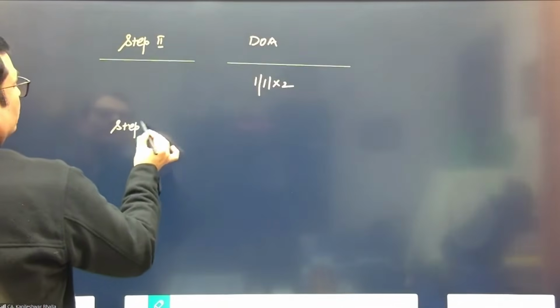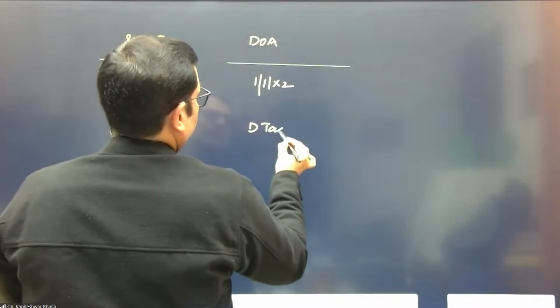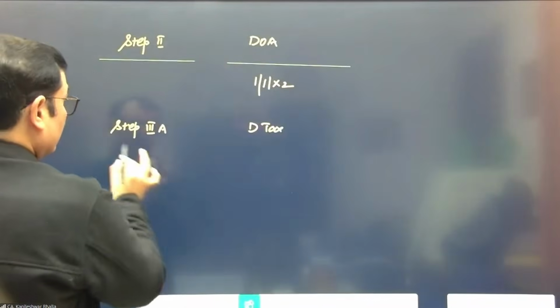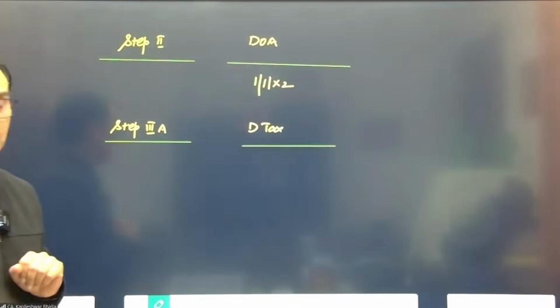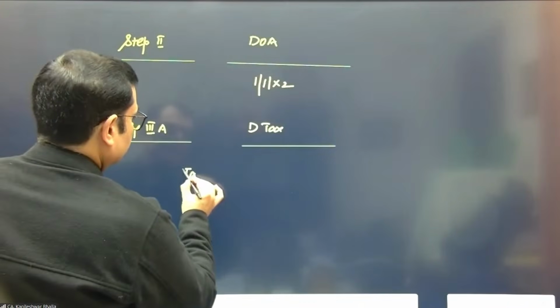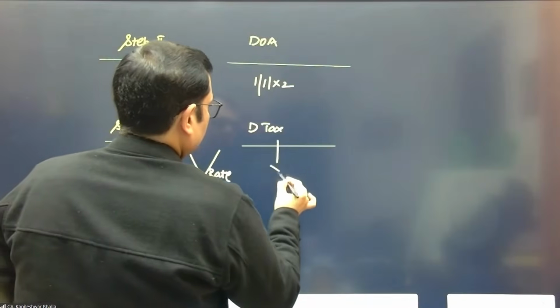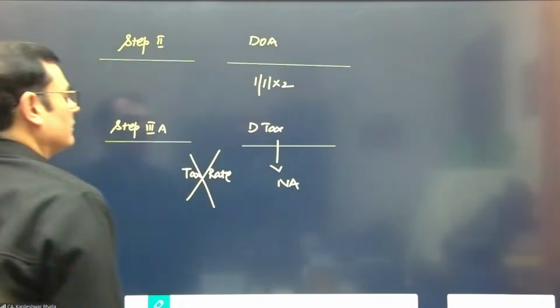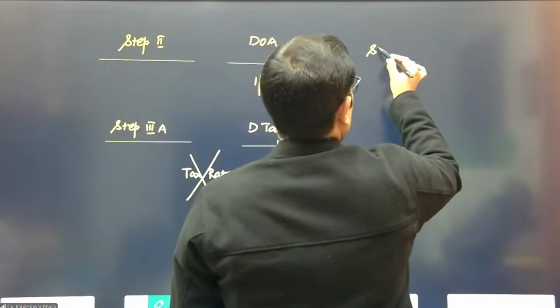Then we go on to step number 3A, and that is the calculation of the deferred tax. And are we given any information on the tax rate in the question? I guess no. Since no information is given on the tax rate, we can say there is no deferred tax implication. The tax rate is not in the question, and therefore the concept of deferred tax is not applicable.